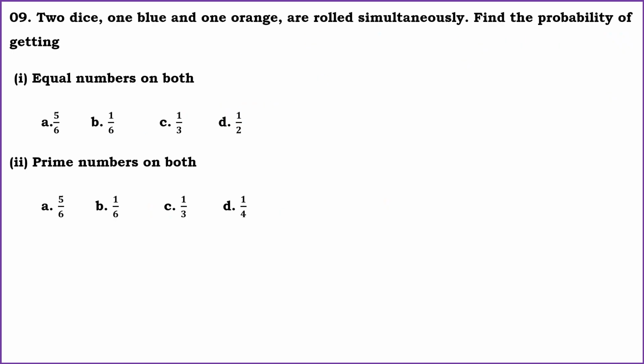Next one. Have a look here. 2 dice, one blue, one orange, are rolled simultaneously. Sir, forget about these color combinations. Just to confuse you, they have given them. What is the probability of getting equal numbers on both? Equal numbers means 1 on the first die, 1 on the second die, and so on, 6 on the first die, 6 on the second die. Total n of E is 6 chances, 6 possibilities. With 2 dice, the sample space n of S is 6 squared, which is 36. So the answer is 6 by 36, 1 by 6. So option B is the right one.